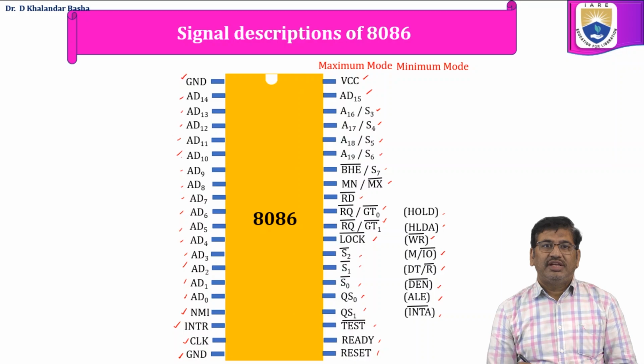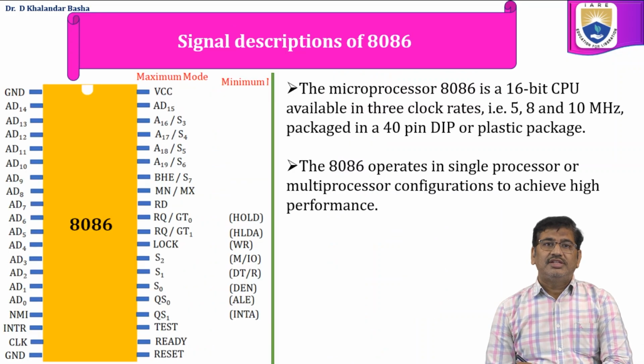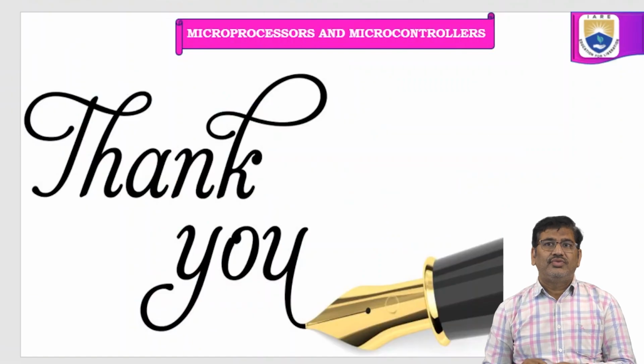When the system is reset, the code existing at the address FFFF0H will be executed. So in this class, we have discussed the various pins in the 8086 processor and the significance of each and every pin.